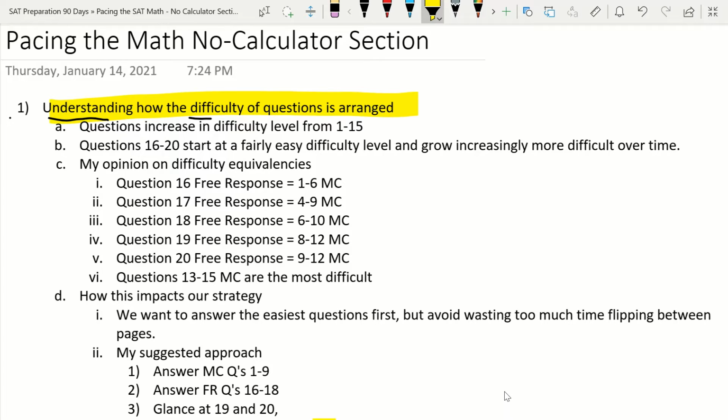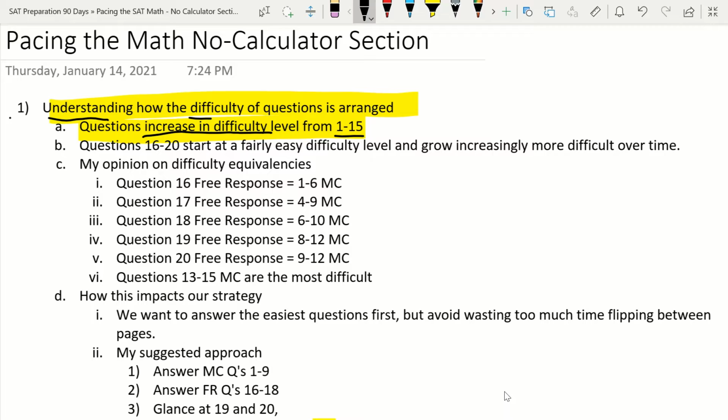So we have questions that are multiple choice, which are the questions 1 through 15. They get more difficult as we go on, right? They increase in difficulty as we go from problem 1 to problem 15, okay? After problem 15, we have problems 16 through 20. Now, problems 16 through 20, those are free response. So there are no A through D. You have to come up with your own answer and then fill in the bubble sheet.